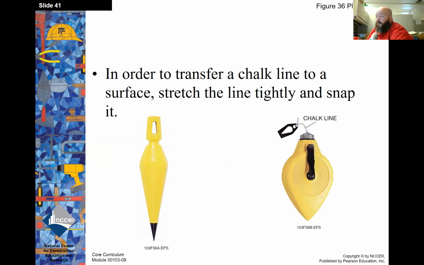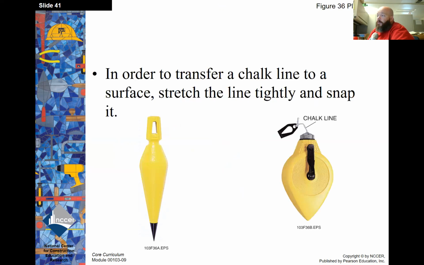So, the plumb bob is shown here on the left, and this is basically a weight that can be attached to the end of a string or chalk line to give you a reference from a point above. It's going to be straight down from your point above.